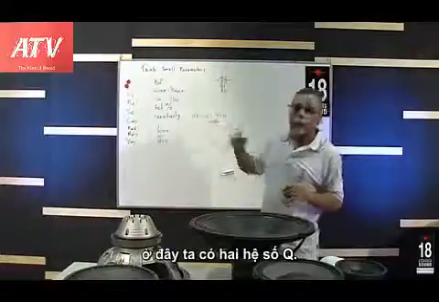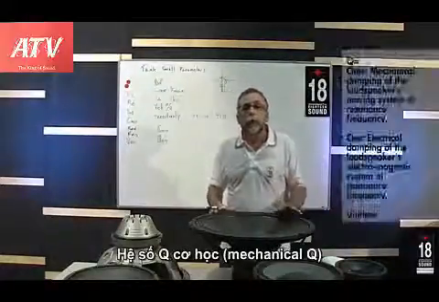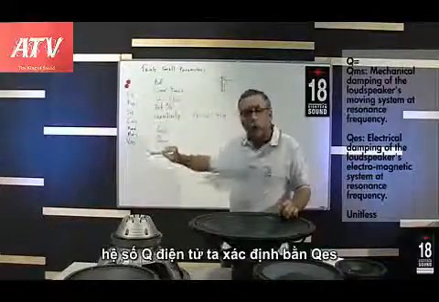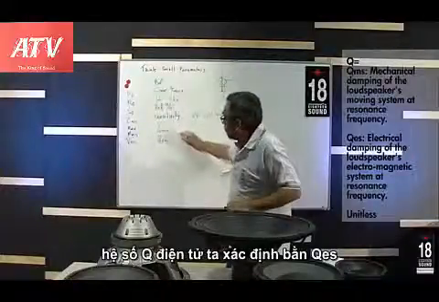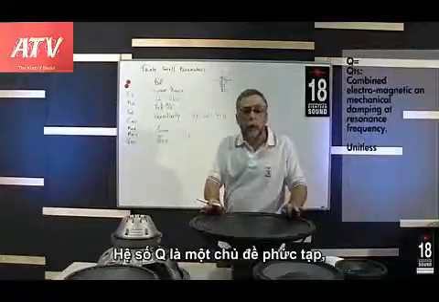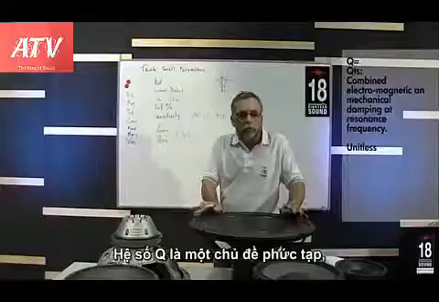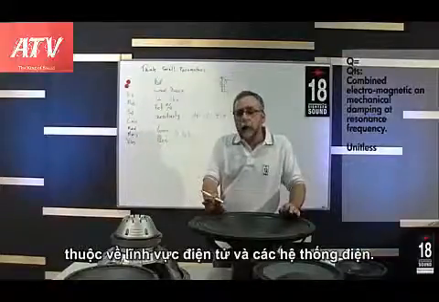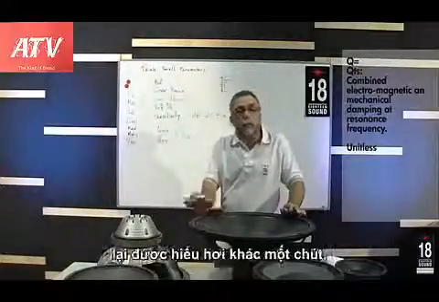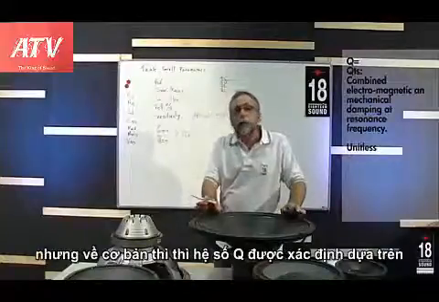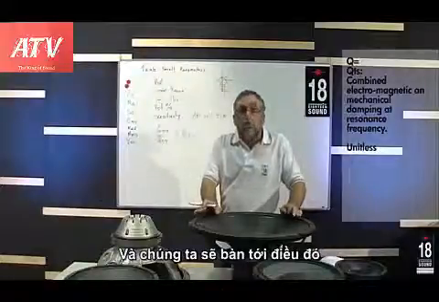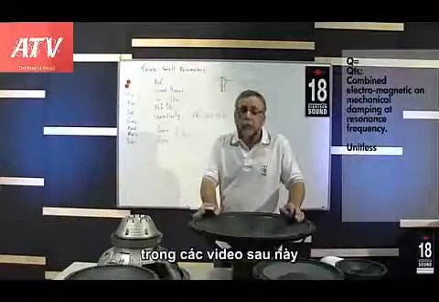So finally, we'll come around to Q. The Thiele-Small parameters have 2 Q factors. Mechanical Q we define as Qms, and electrical Q as Qes. And together, we sum them to have a total Q referred to as Qts. Q is a complex topic. It's something that in electronics and electrical systems is, I would say, somewhat understood differently than in loudspeakers, but basically the Q is defined on the mechanical and the electrical interactions, and we will talk more about that in future videos.